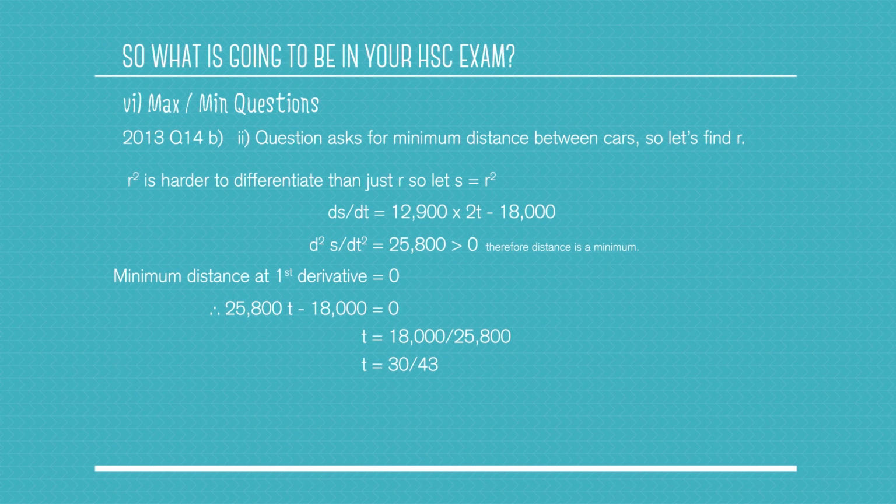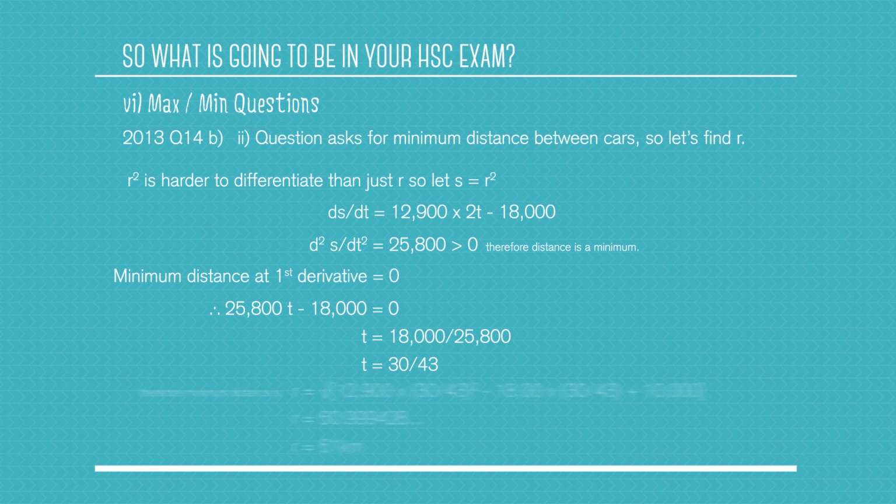You can make R squared equal to some other pronumeral. I've just used S as an example. Differentiate in terms of S, which made it a very easy derivative. This was just 12,900 times 2t minus 1800. It made a very simple second derivative, which was 25,800. Oh, that's greater than naught. Therefore, it's a minimum. So I've already ticked off the minimum part of the question. First derivative equals naught. It's a simple solve.